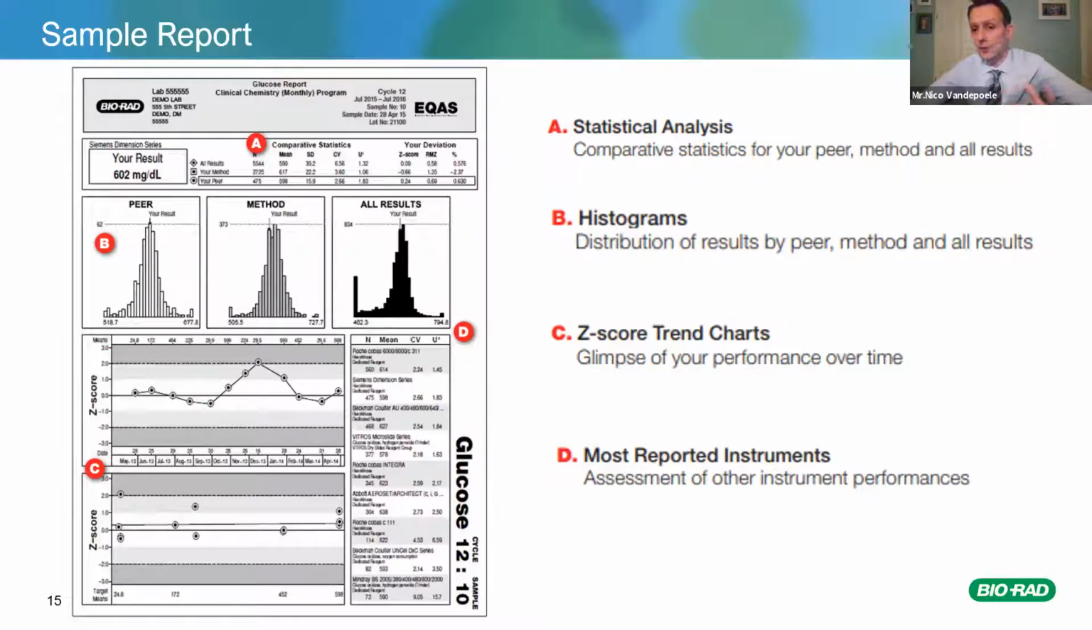Often you will also get histograms, which show you the distribution of the results. Like in this program here, you can see the different distribution of the peer, the method, and the all results group. And then you get Z-score trend charts.